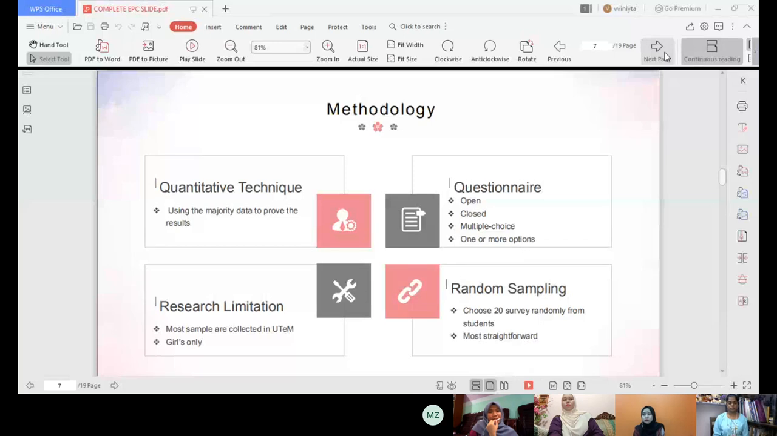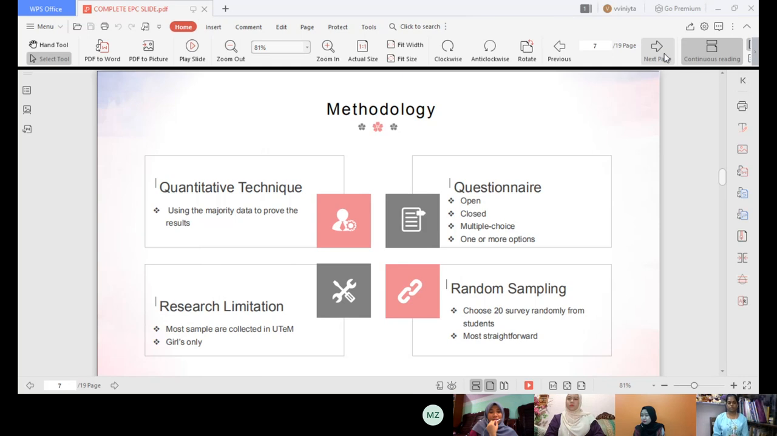The third point is random sampling. We chose 20 surveys randomly from each faculty in UTEM. We also did a survey for College Kediaman Satria in UTEM. In this project, we gave out the questionnaire through an online questionnaire using Google Form. The questionnaire is more straightforward and easy to answer. In the questionnaire, we also required respondents to give their opinion and feedback. After distributing the questionnaire to respondents, the data were collected from the questionnaire.